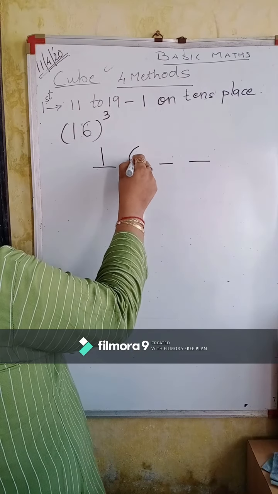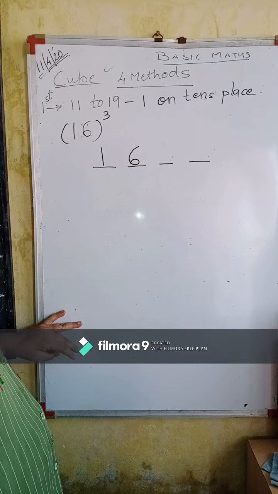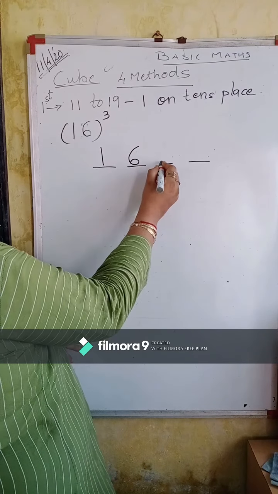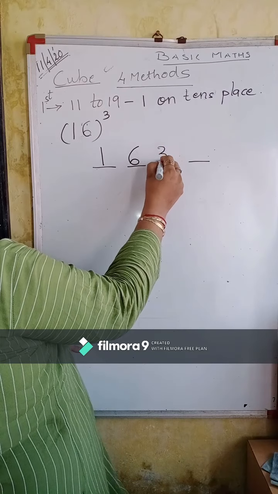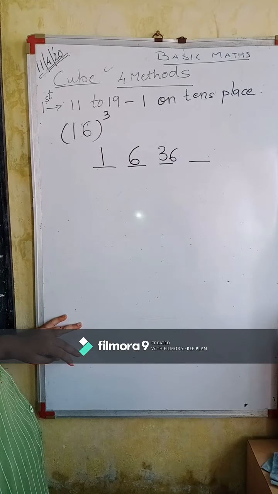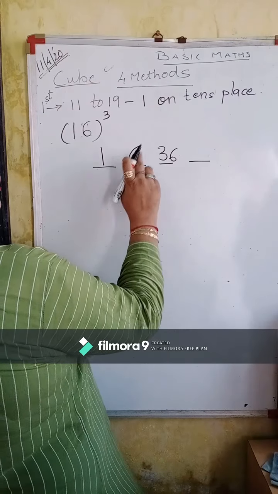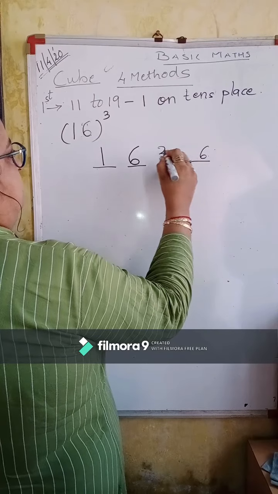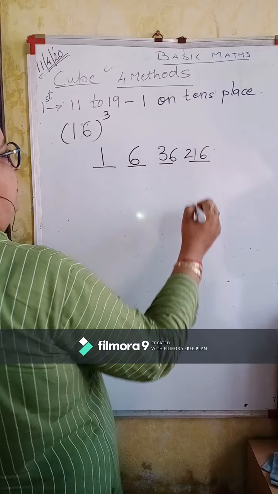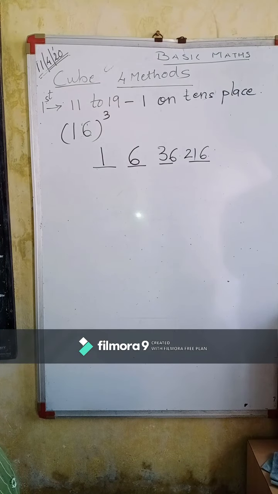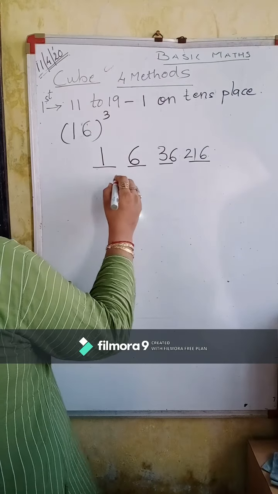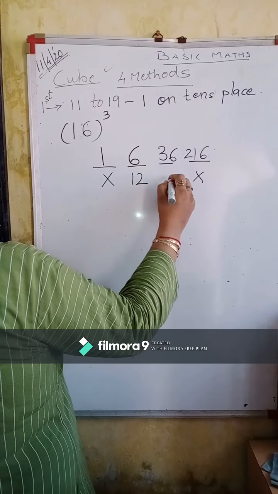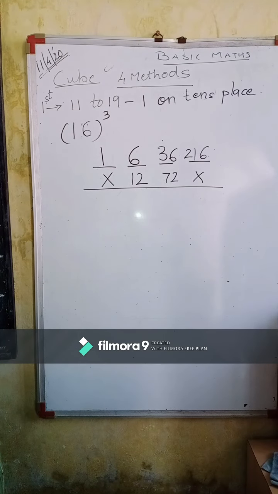Okay, write the number 16. Now this is the square of 6 over here: 6 6s are 36, and the cube of 6 over here will be 216. Okay, cross over here and double this number, 66.